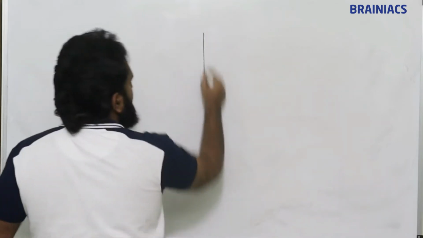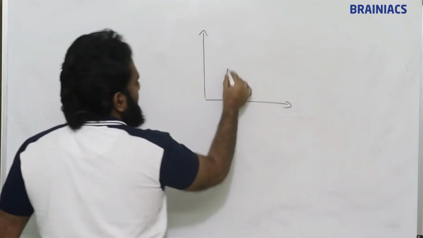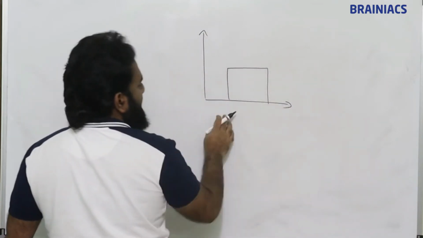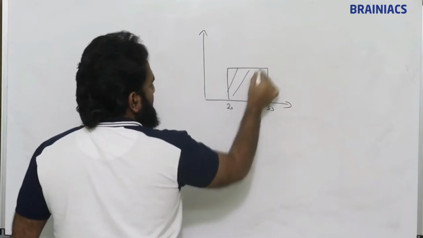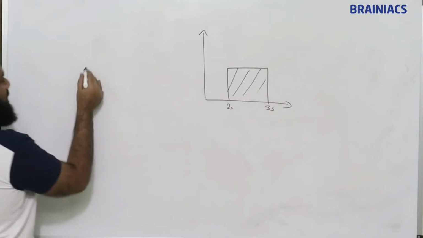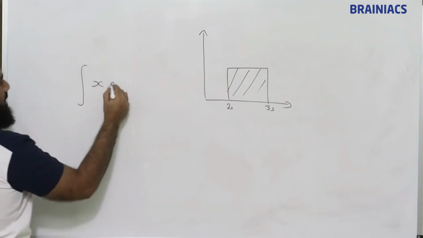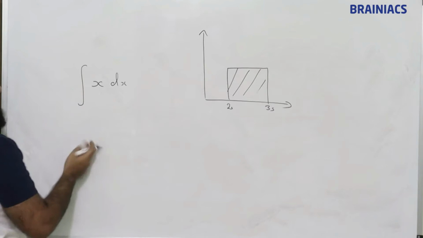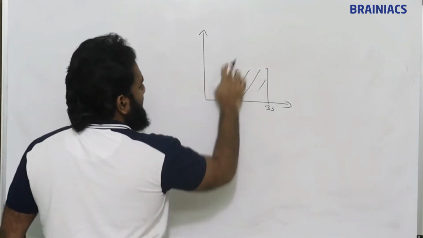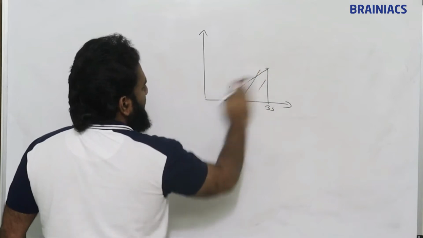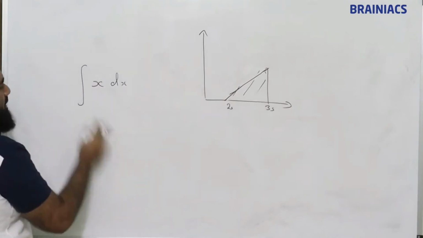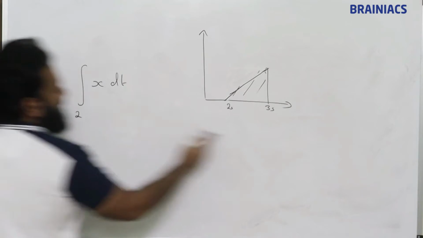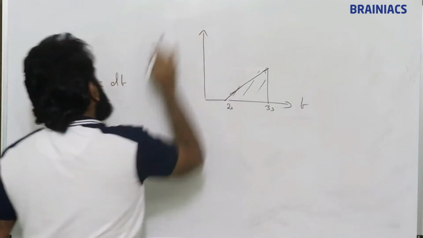So integration, we are finding area. Suppose this is the area which we need to find, from 2 seconds to 3 seconds. Suppose a curve is given, and we need to find the integral of x dx. Here we know the formula, so we can find it. Say this is t dt, this is the function.